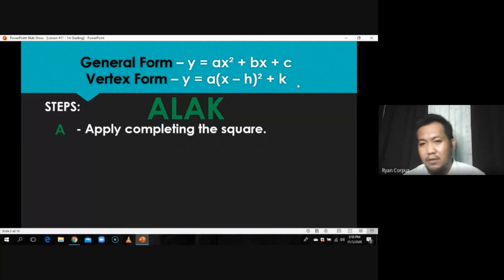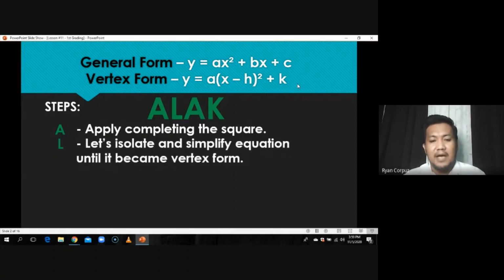So going back on our lesson about solving quadratic equation, so we do have there a lesson na a method wherein we can make use of completing the square. So we're just going to recall it for us to transform the general form of the quadratic function into the vertex form. Then L stands for let's isolate and simplify equation until it became vertex form. So pag in-apply mo yung completing the square, isolate mo lang yung given equation, then simplify it until it became vertex form. So two steps pa lang, you have already transformed the given general form to the vertex form. That is by using completing the square.